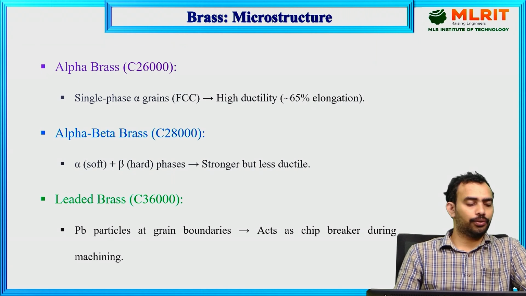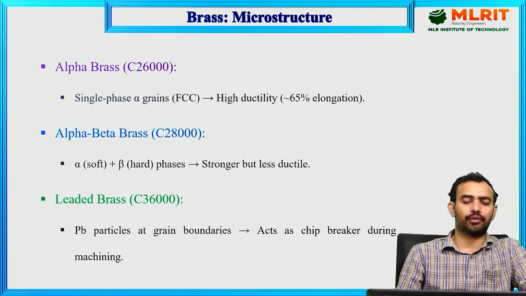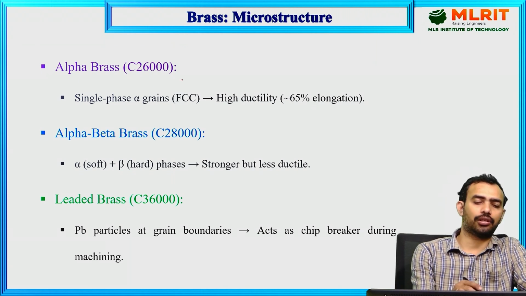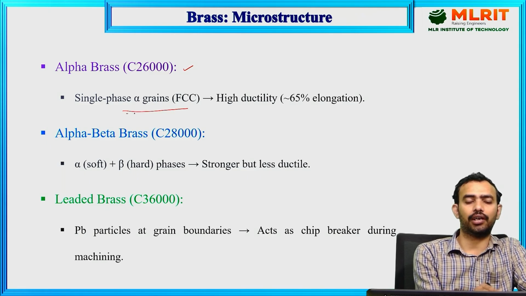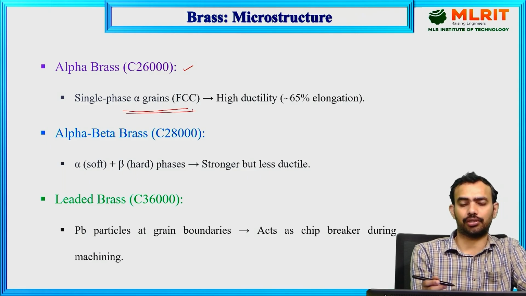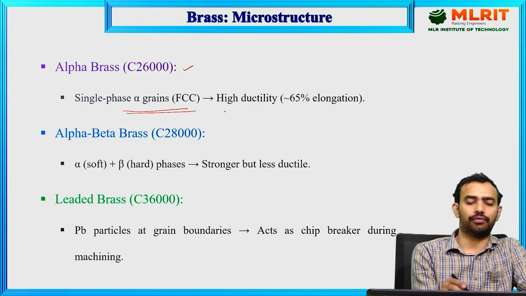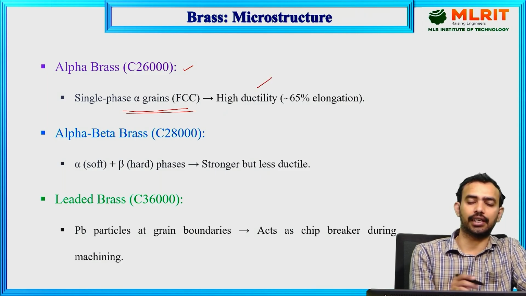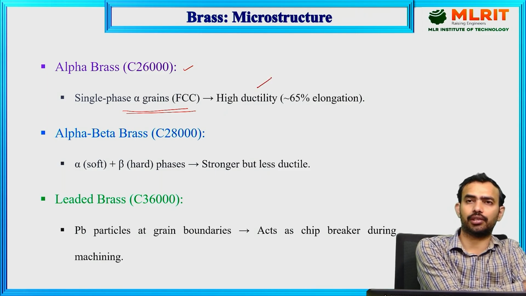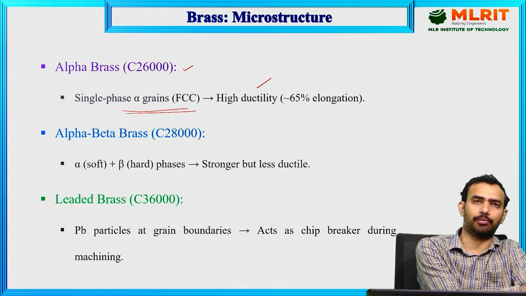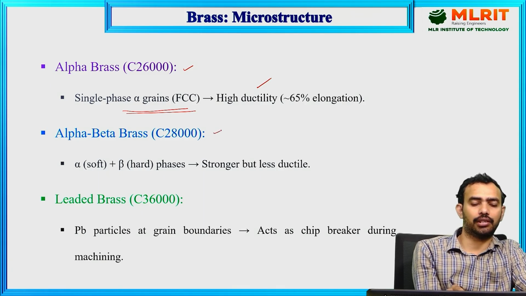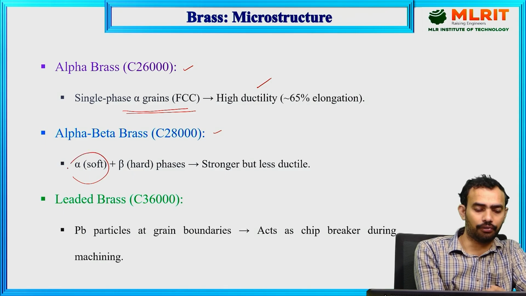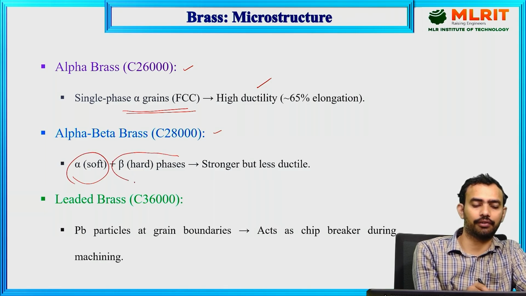If we observe the microstructure of alpha brasses, we can see the alpha grains in the FCC structure, which offers very high ductility, almost 65% elongation. And in the alpha-beta brasses, we can see the soft alpha phase as well as the hard beta phases.